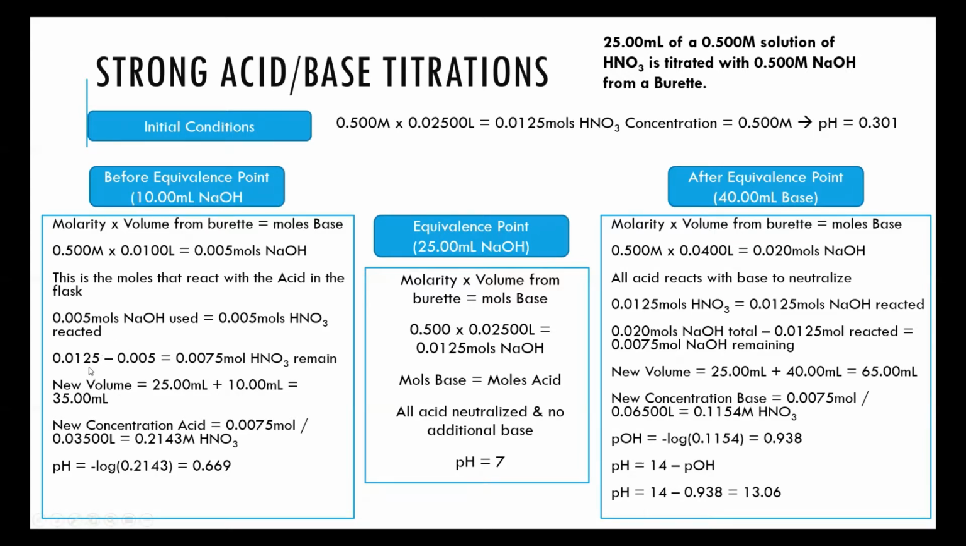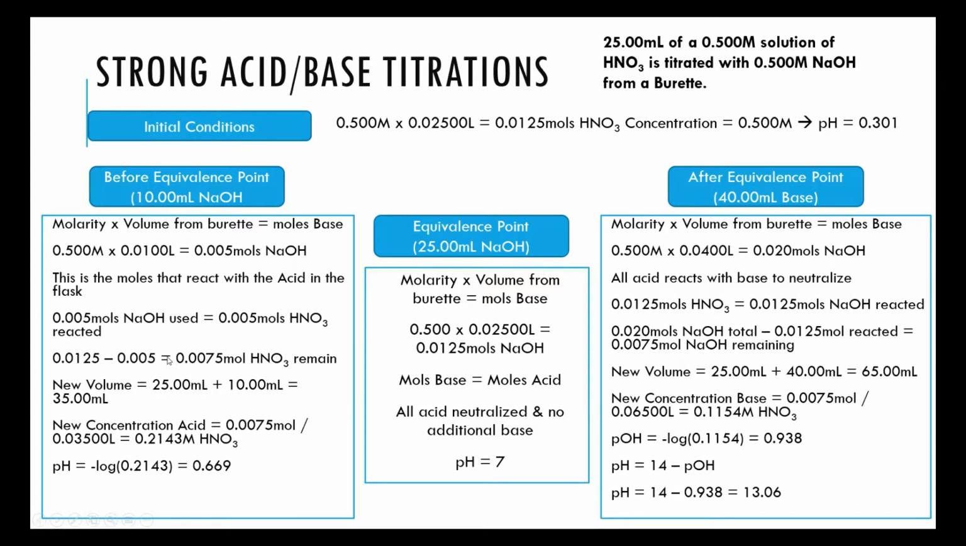So knowing that there was 0.0125 moles of nitric acid to start with, and 0.005 moles have reacted, that means that there is now 0.0075 moles of nitric acid remaining in that solution. There's also a new volume though. Now, you used to have 25 milliliters, but an additional 10 milliliters of liquid was added. So the new volume is now 35 milliliters.